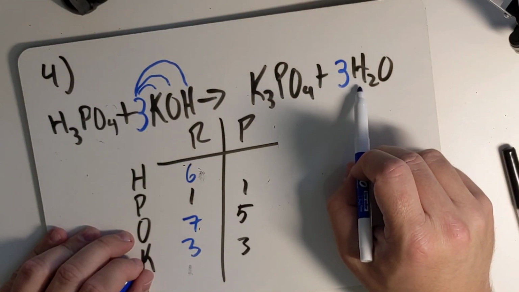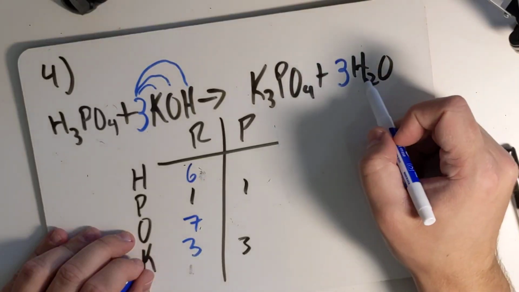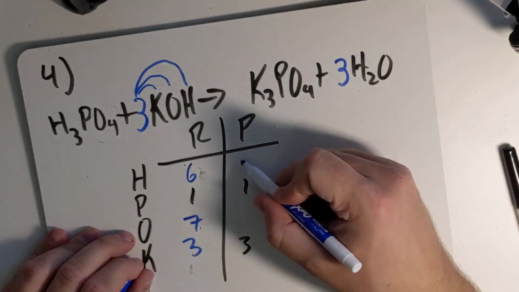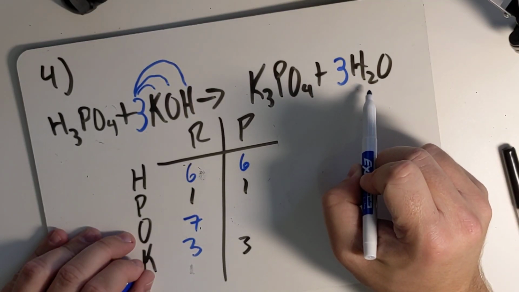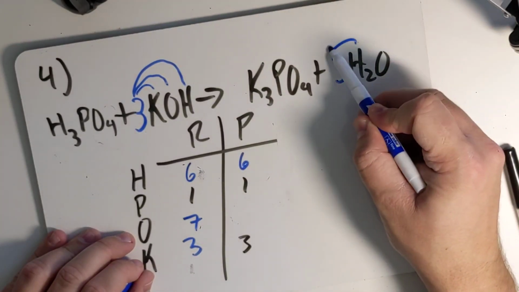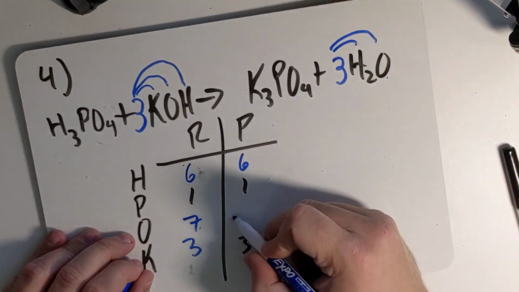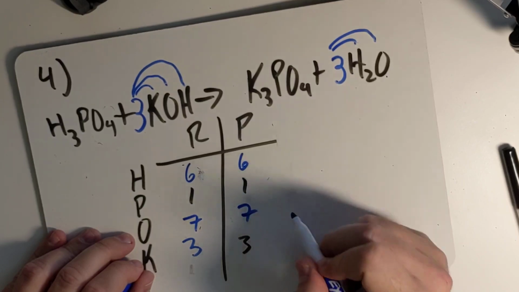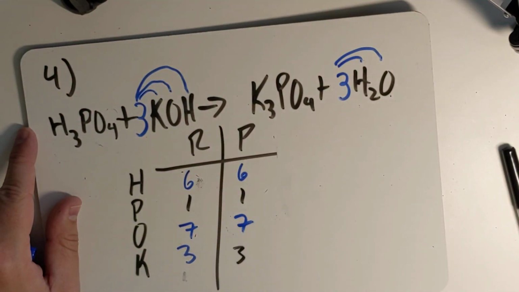Let's recount that. It's going to affect the hydrogen, it's going to affect the oxygen. 3 times 2 is 6. And then we have to count all of the oxygen on the whole side. So it affects this, it affects that. We have 4 oxygen right here, plus 3 oxygen right here. Would you look at that? It is balanced. And here's how I know.